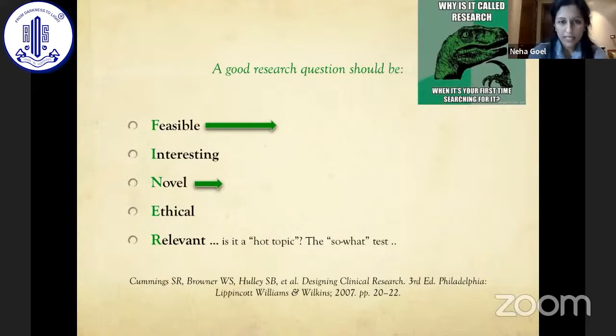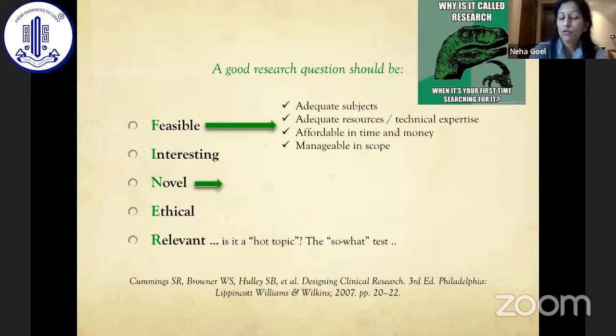The finer criteria. So your research question, what you're going to do your thesis on, should be first of all feasible. So you should be able to carry it out in your institute in terms of the number of patients, in terms of the equipment and the expertise that you have, in terms of the affordability of the patient or the institute, and it should be manageable for you to complete within the timeline that has been allotted to you. Of course, it should be interesting, novel.